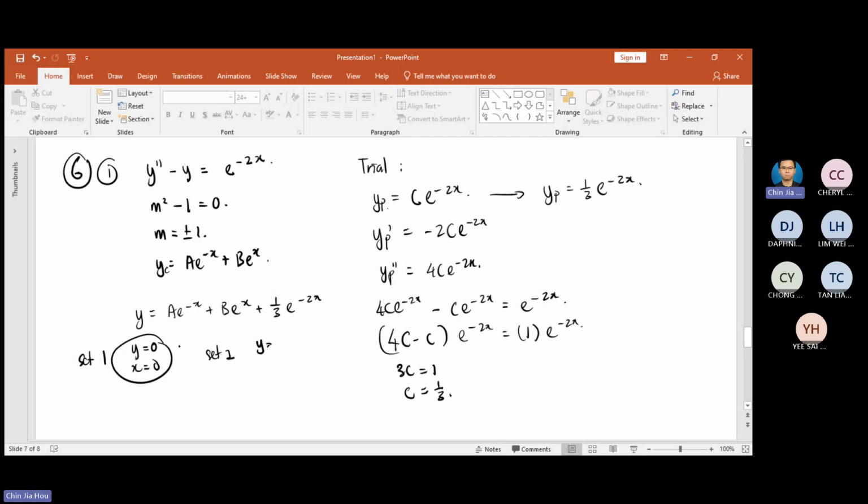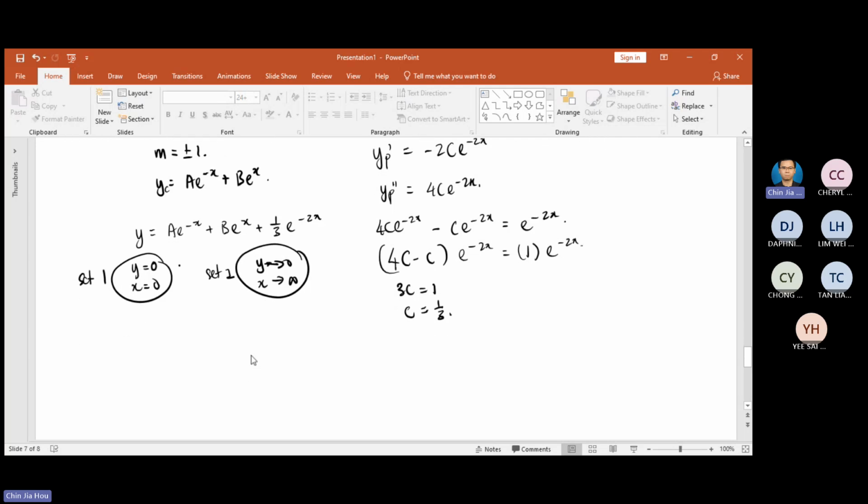Your y is going to 0 when your x is going to infinity. That is the part where you are not okay. Some of you not okay. So how to deal with that? We have a and b, two unknowns. We definitely need two equations. So one of the equations we get from set 1, another we get from set 2 naturally, right? So let's do set 1.